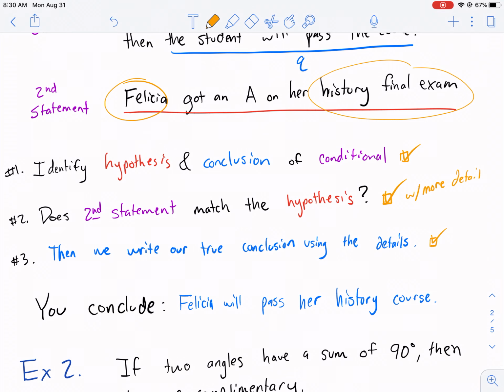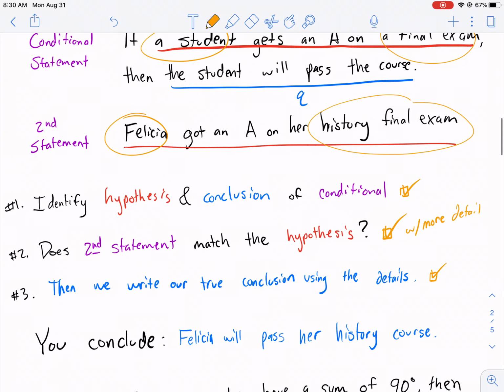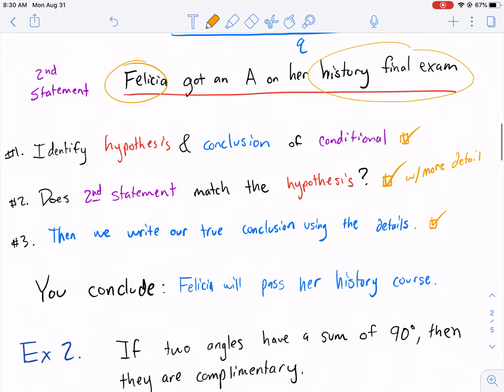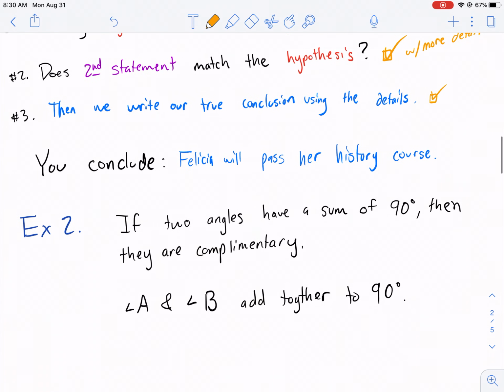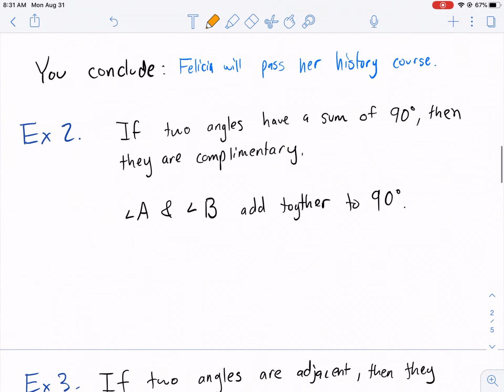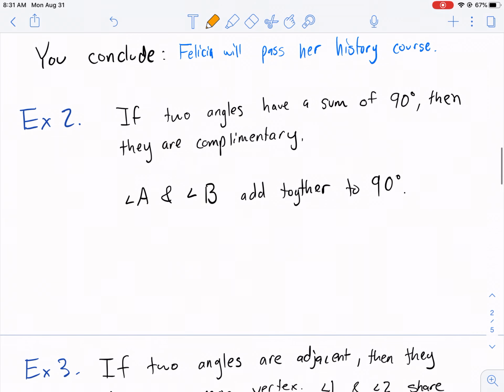Okay? Felicia did well. She got an A on her history final exam. She will not need to retake that class. So that teacher is going to be saying bye, Felicia, when she leaves on the last day of school.